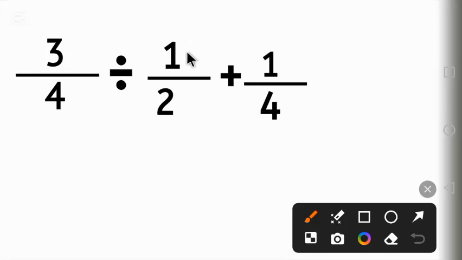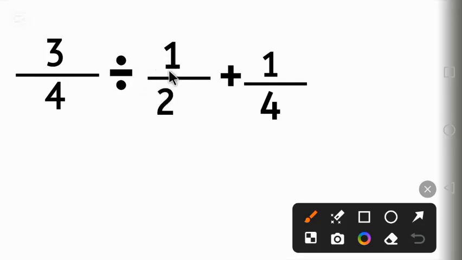Today we are solving 3 over 4 divided by 1 over 2 plus 1 over 4. We have two operations here, division and addition. So we are to begin with this division: 3 over 4 divided by 1 over 2.